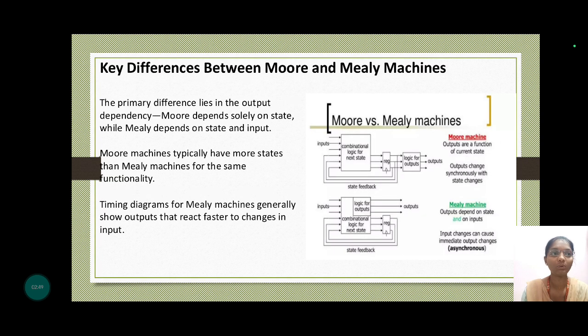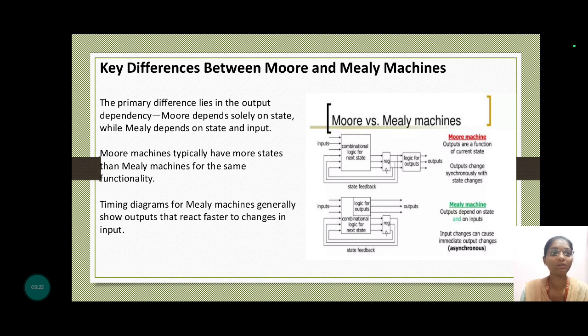Key differences between the Moore and Mealy machines. The primary difference lies in the output dependency. Moore depends solely on state, while Mealy depends on state and input. Moore machines typically have more states than Mealy machines for the same functionality. Timing diagrams for a Mealy machine generally show output that reacts faster to changes in input.